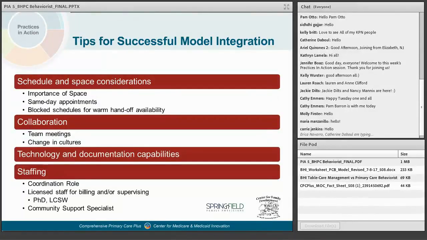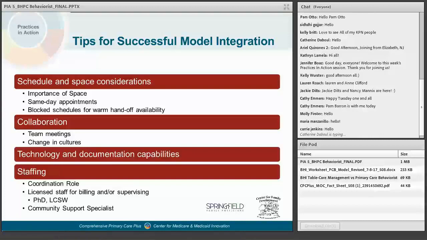Well, that's really exciting. So it sounds like once your team chose your behavioral health integration model, they went to work pretty quickly. Can you share with us some of the tips and lessons learned along the way that are key to successful model integration?